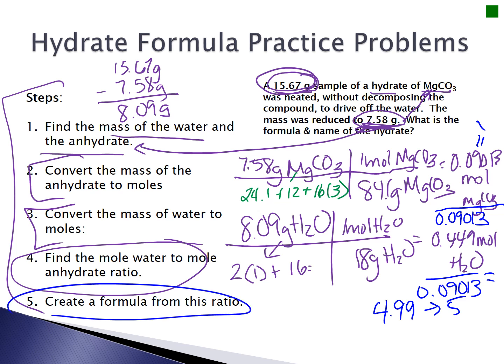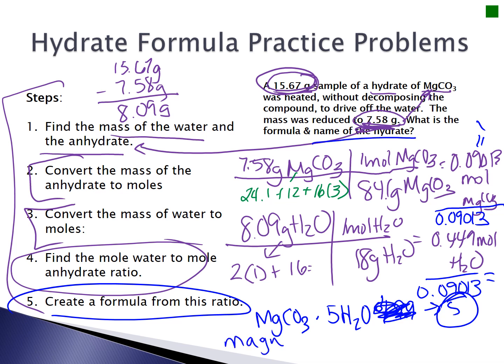So create a formula from this ratio. We have MgCO3, you always write the anhydrate first, dot 5H2O, because that was that 5. So that would be your formula. And what is the name of the hydrate? Magnesium carbonate pentahydrate. And there you go. Hopefully you have a basic understanding of how to create hydrate formulas and name them.